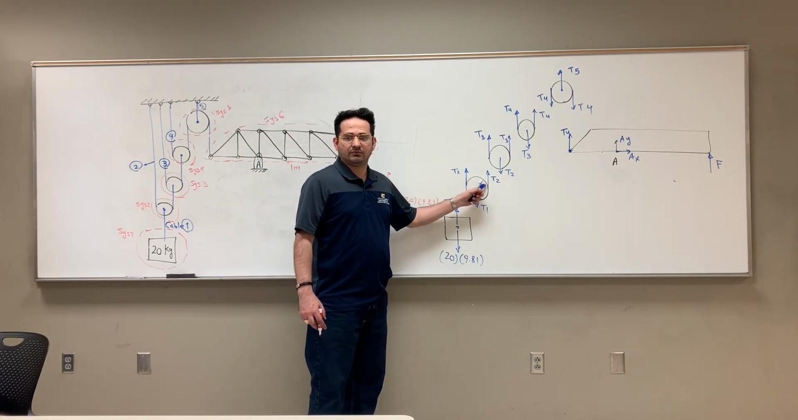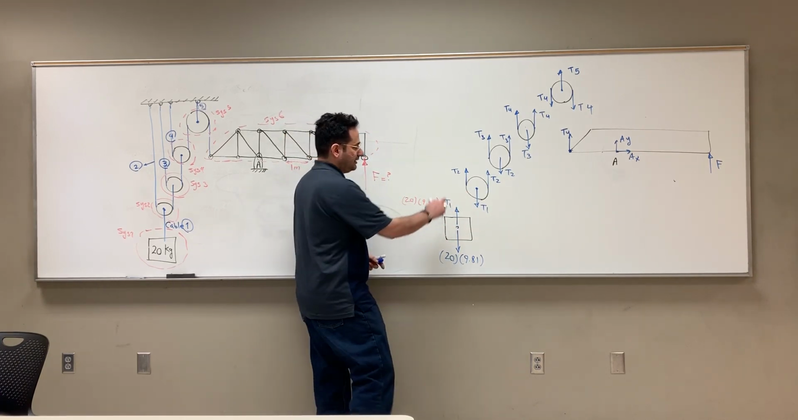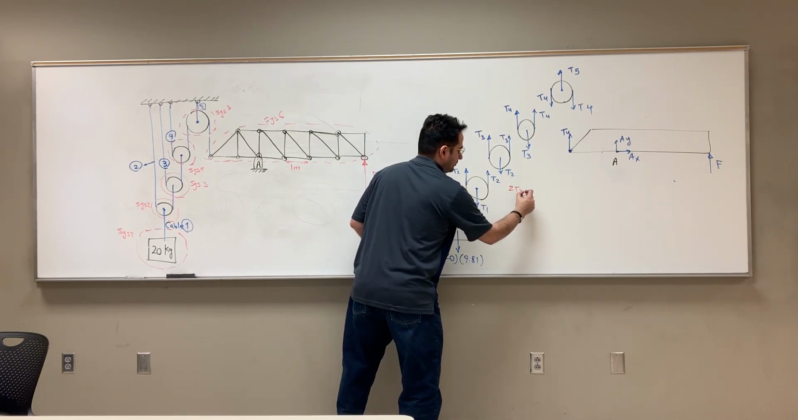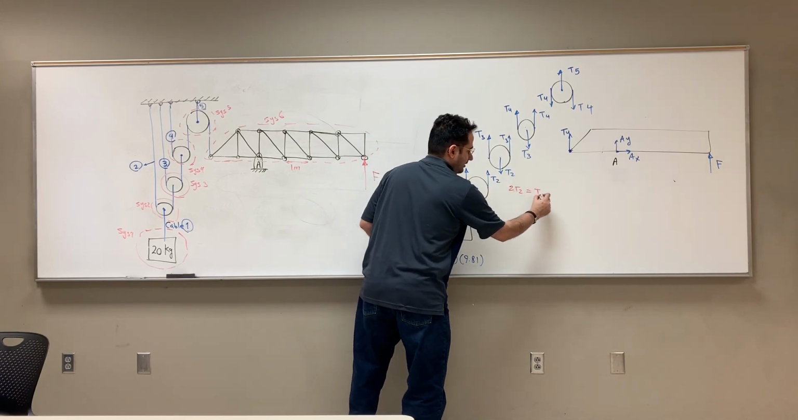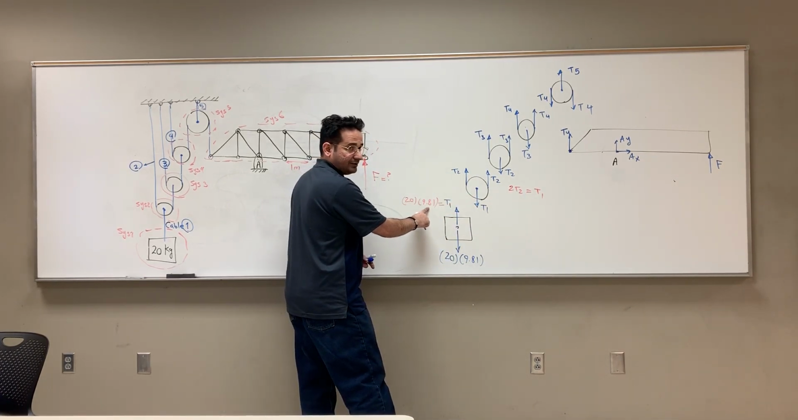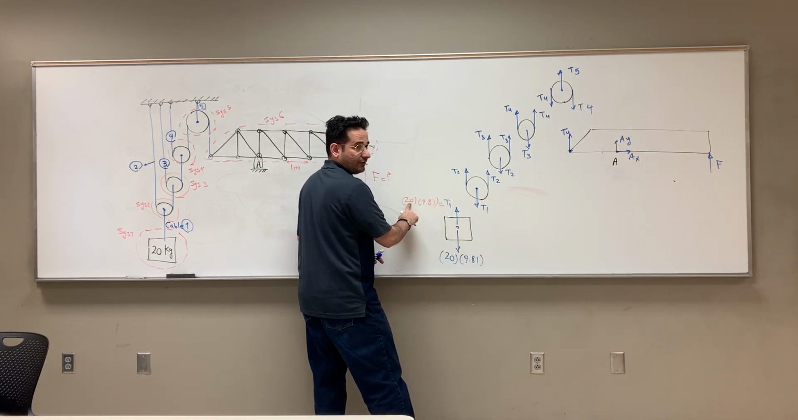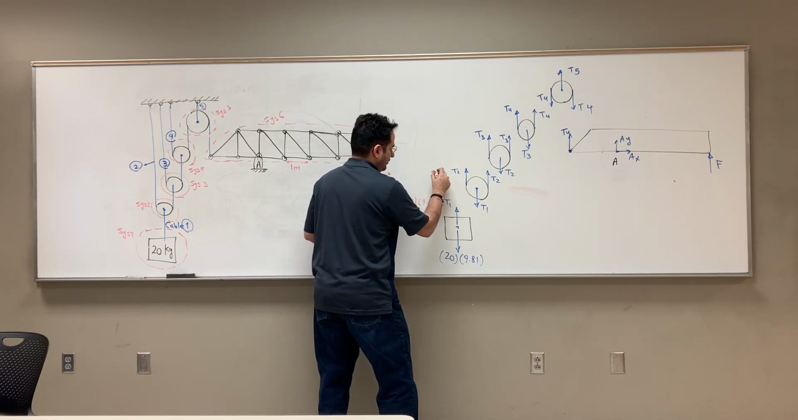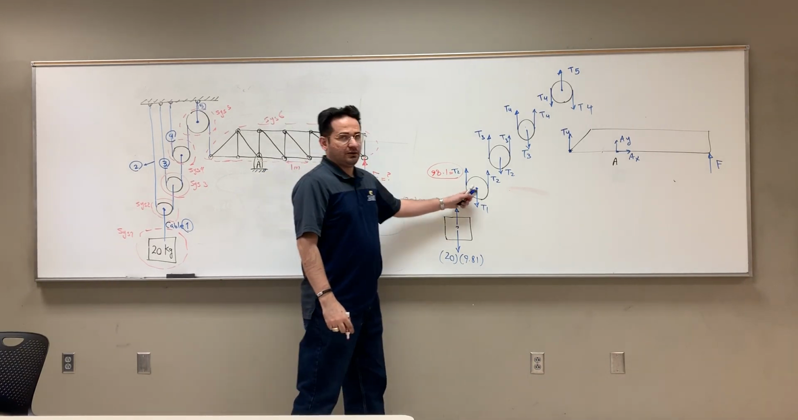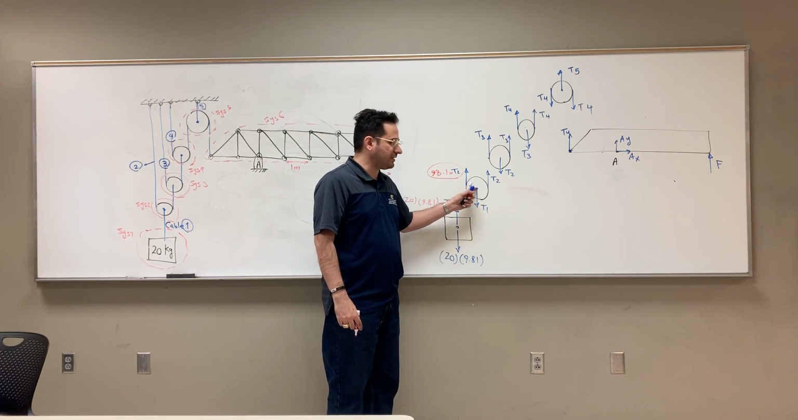Now let's go to this system. If you do the same thing, summation of force in Y is 0, what do I get? T2 plus T2, so you get 2 T2 is equal to T1. That means T2 is equal to half of T1, half of 20 times 9.81, which is going to be 98.1. You see that? Now, what about summation of force in X? No, don't write it.